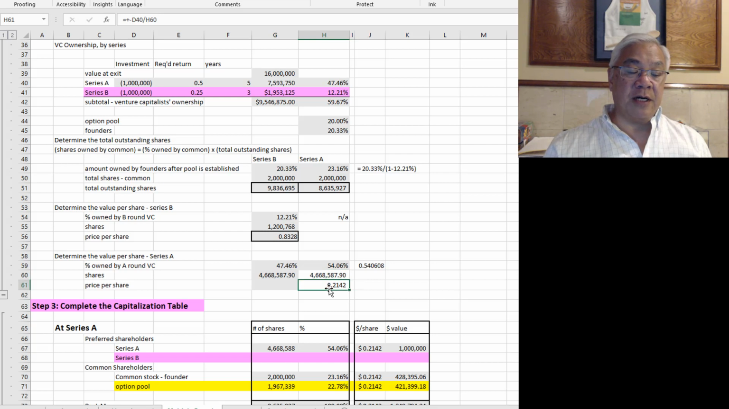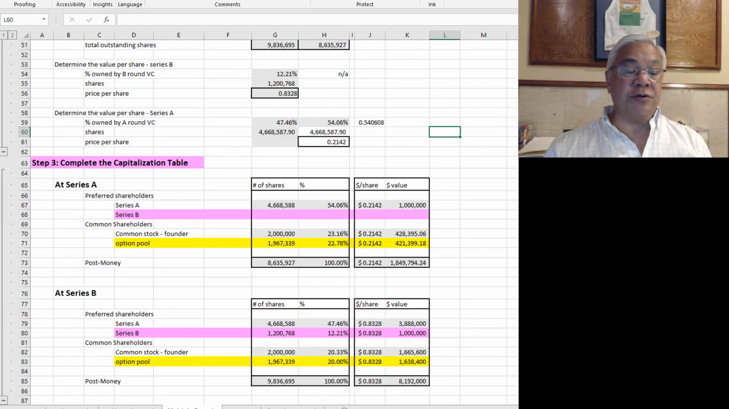And the price per share, again, Series A sets the price, and they paid $1 million for 4,668,000 shares, and that is a price of 21 cents a share. Now we're ready to do the cap tables, but there are two, because there are two different fundings.